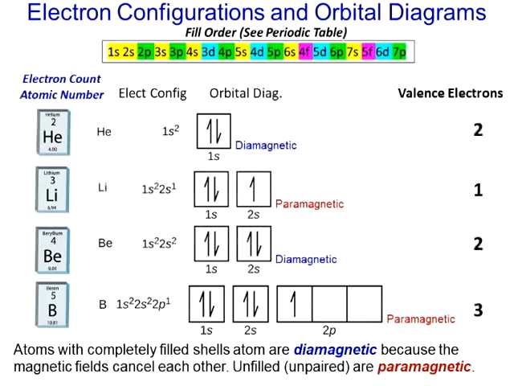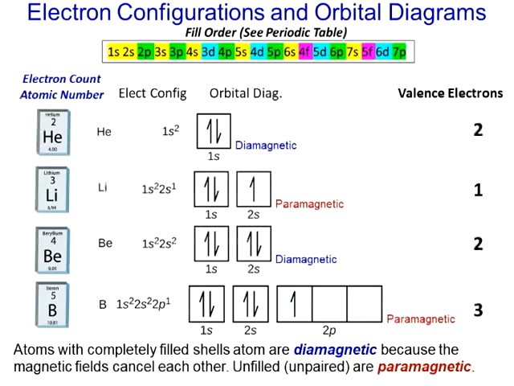Lithium, we do the electron configuration, 1s2, 2s1. We can draw the orbital diagram, and we can count our valence electrons from either process. And we get 1 valence electron for lithium. Beryllium has 2 valence electrons. It's 1s2, 2s2 in the orbital diagram. Spin up, spin down in the 1s, spin up, spin down in the 2s. 2 is the highest in value, therefore 2 valence electrons.